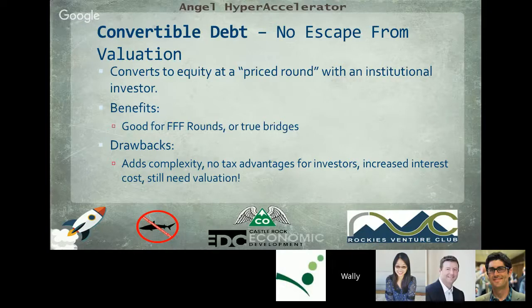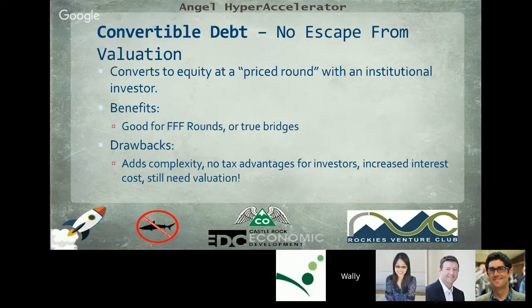So if we say the valuation cap is at $3 million and 2 years go by and the next venture capital round is at $10 million, then the people who invested in the convertible debt note will convert at the $3 million cap. So this is just something to understand. If you're going to do convertible debt or equity, regardless, you have to come up with a valuation.